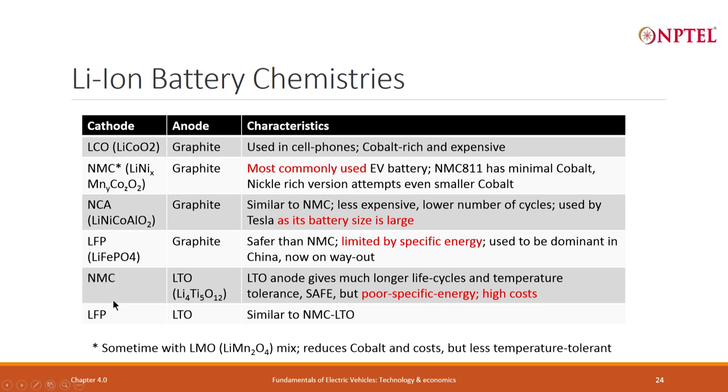There is an alternative called NMC LTO, commonly called the LTO battery. It is a battery which has a lower energy density, but can charge and discharge at a very high C rate and can withstand very high temperature. You can have 10,000 cycles, but it is almost 2.5 times more expensive than NMC.